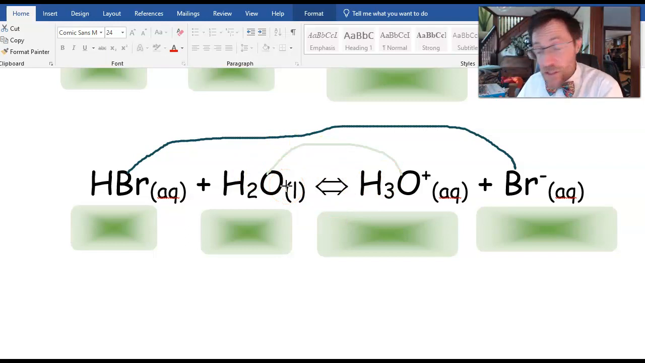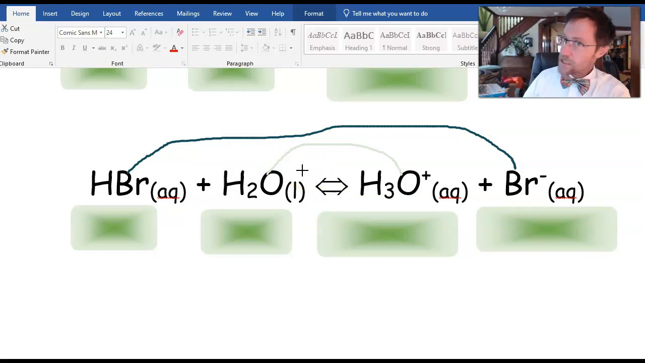So now we got to ask ourselves, let's go back. Yep. These two things are different by one hydrogen. Therefore, they are a conjugate acid-base pair. These two things are different by one hydrogen. Therefore, they are a conjugate acid-base pair.